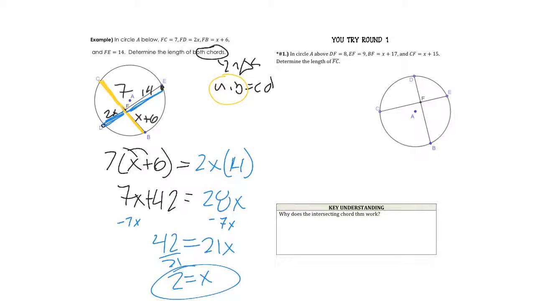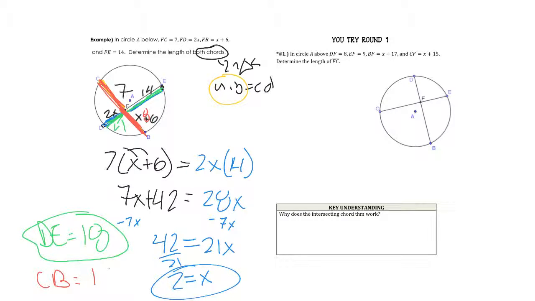And it says determine the length of both chords. So I just want to substitute my x value and figure out the length of both chords. If I substitute it in here, x is 2, 2 times 2 is 4. So that piece is 4, and that's 14. So DE is a chord, and it is 4 plus 14, which is 18 units long. And the other chord, CE is 7. And then FB is x plus 6. If x is 2, that piece is 8. 7 plus 8 is 15. So C to B equals 15.